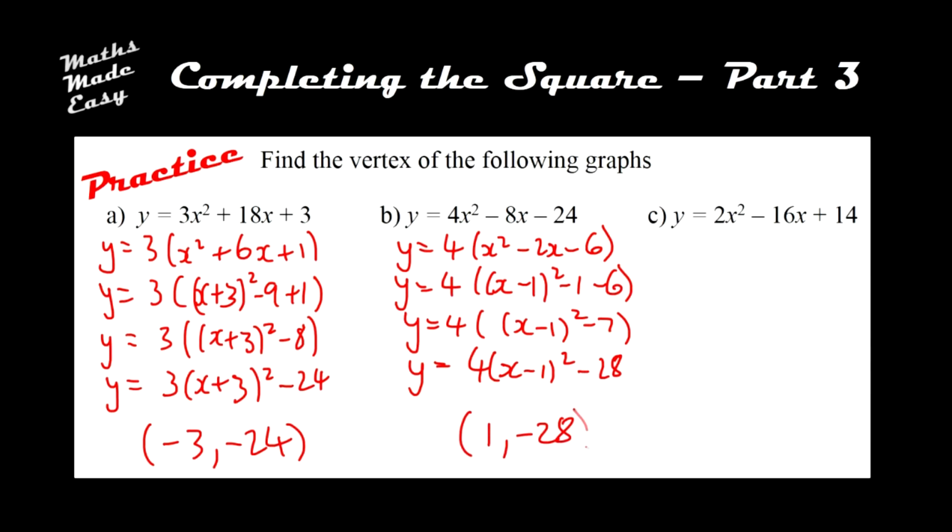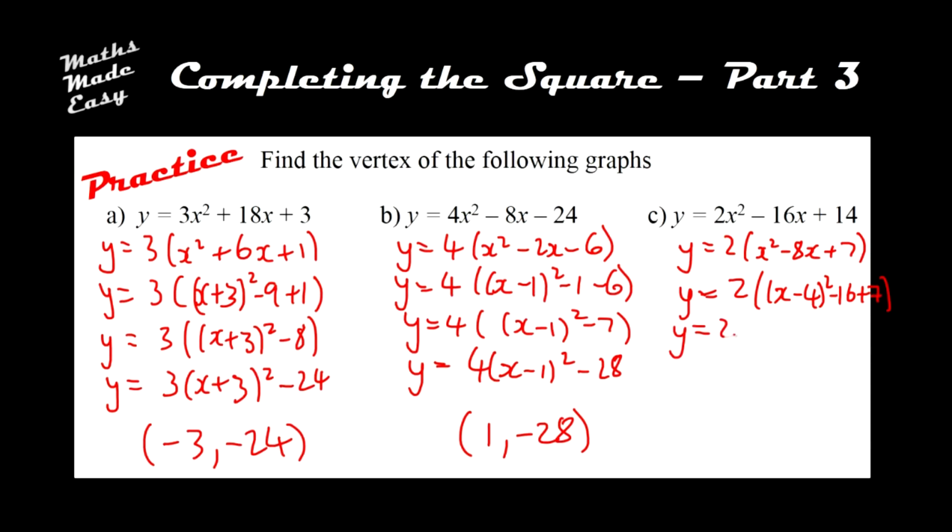And for this final question, factorize 2 out, so 2x squared minus 8x plus 7, so y equals 2 lots of x subtract 4 all squared, subtract 16 plus 7, y equals 2 lots of x subtract 4 all squared, negative 16 plus 7 will give you negative 9, and then multiply back through, 2 lots of x minus 4 all squared, subtract 18, and then the vertex here would be 4 and negative 18.